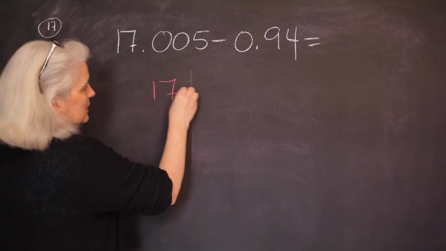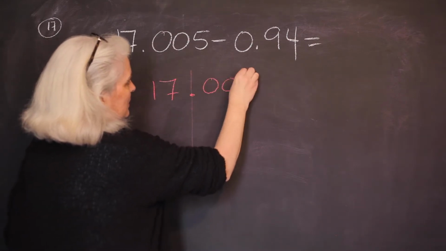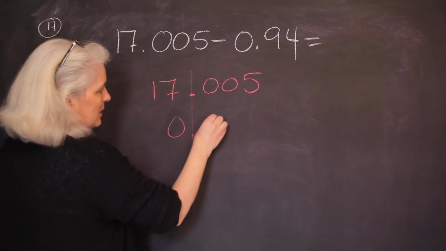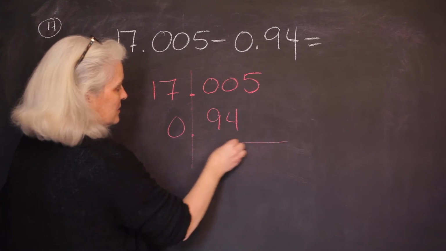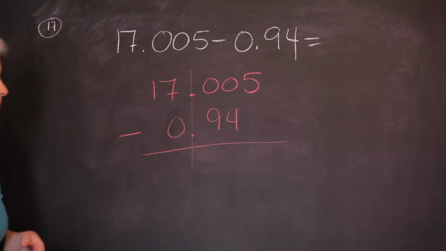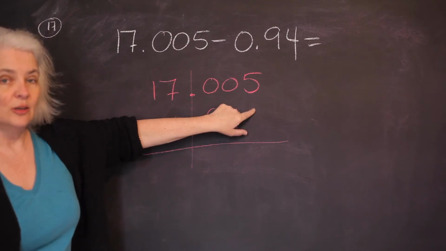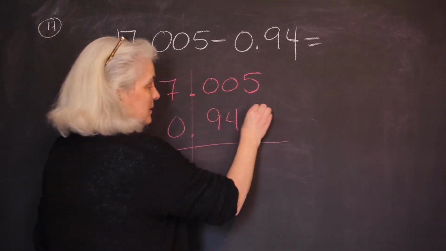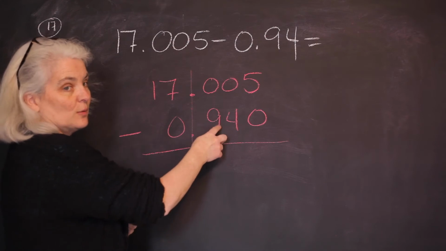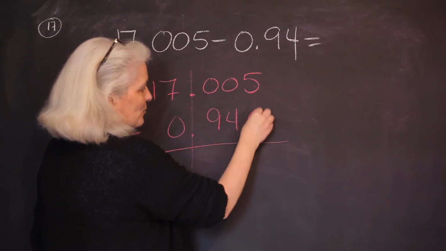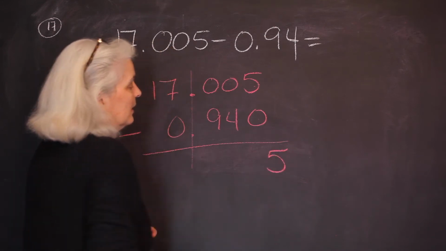So I have 17 and 5 thousandths, and then I have 94 hundredths. And I'm going to subtract. When I go to subtract, there's nothing here. I can put in a 0 because 94 hundredths is the same as 940 thousandths. So I have 0, 5 minus 0 gives me 5.